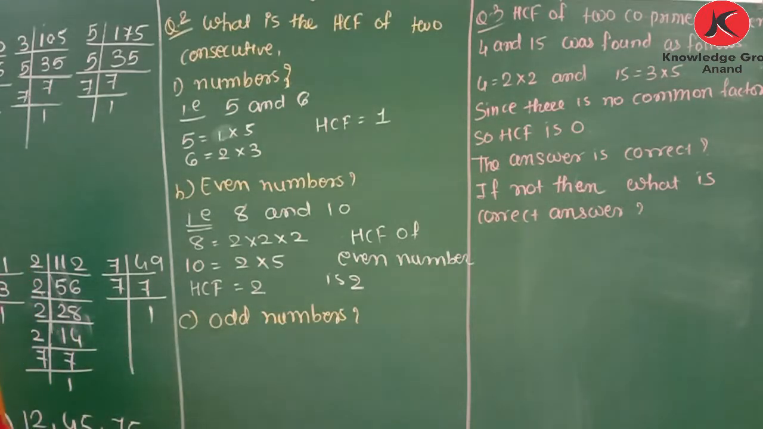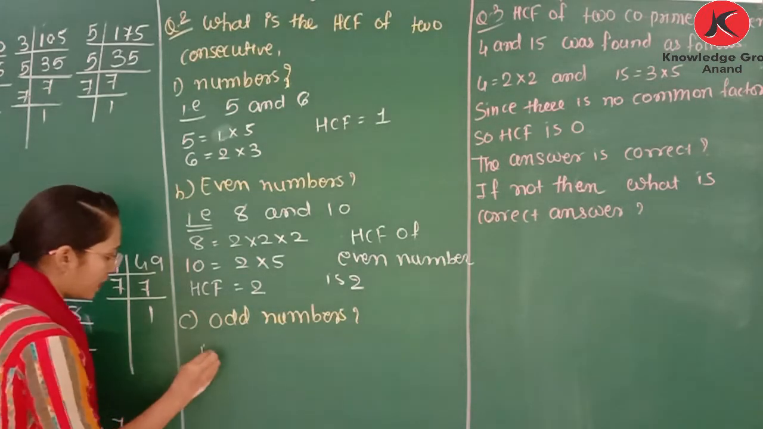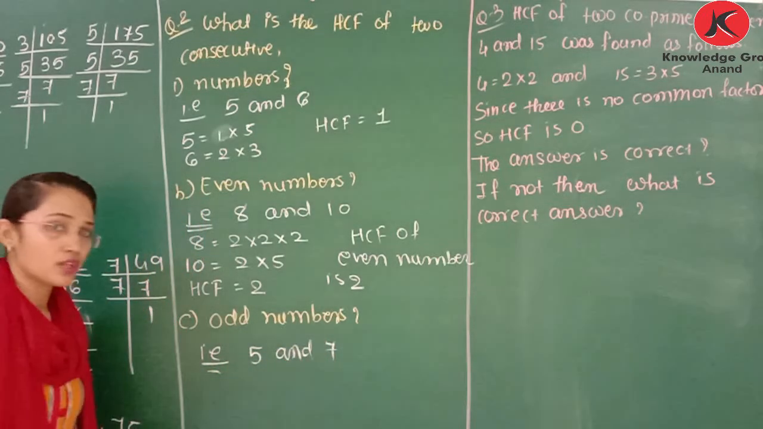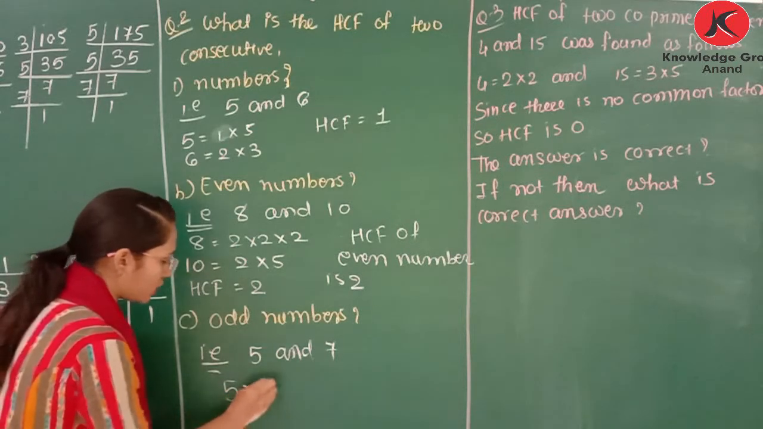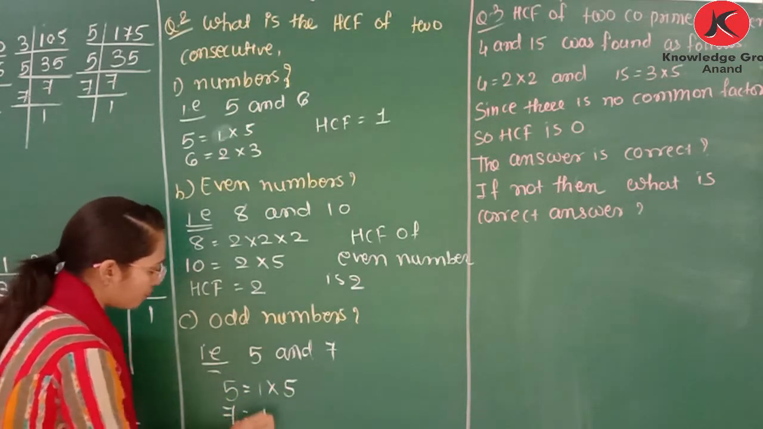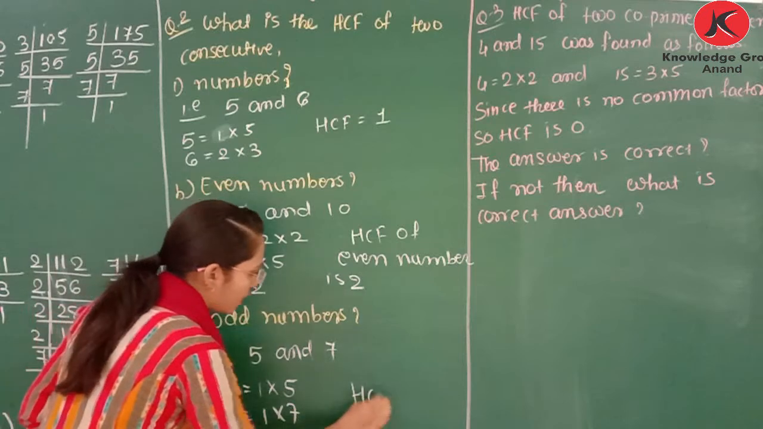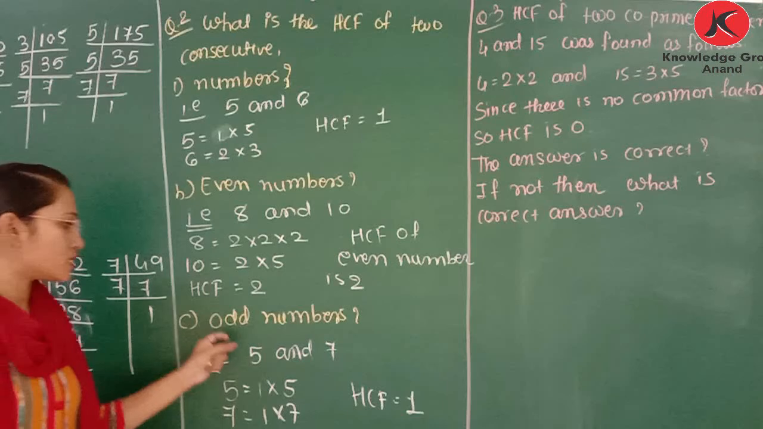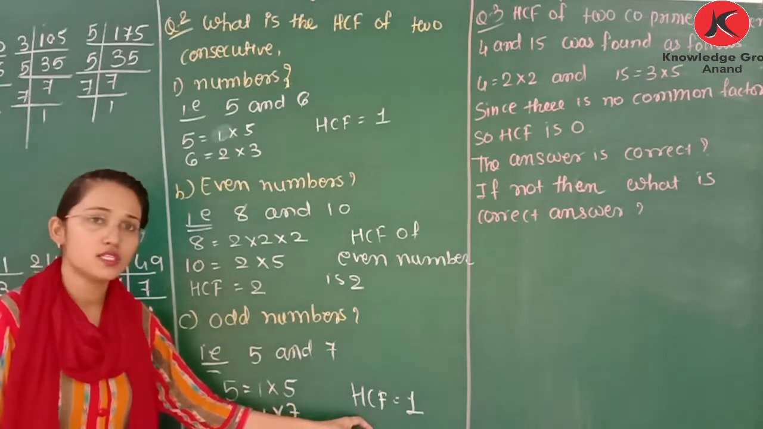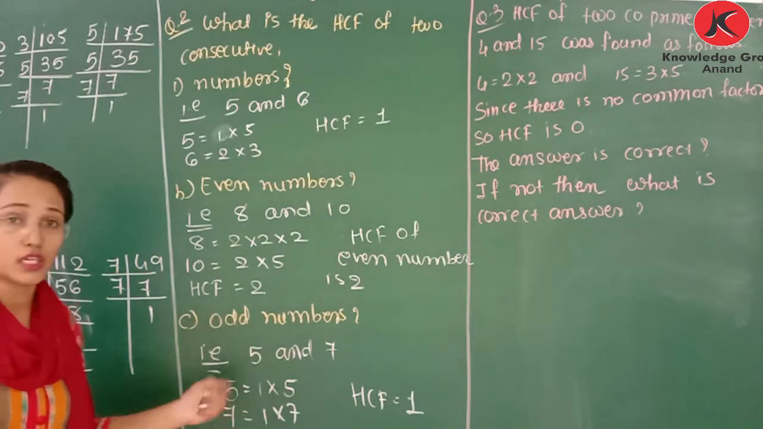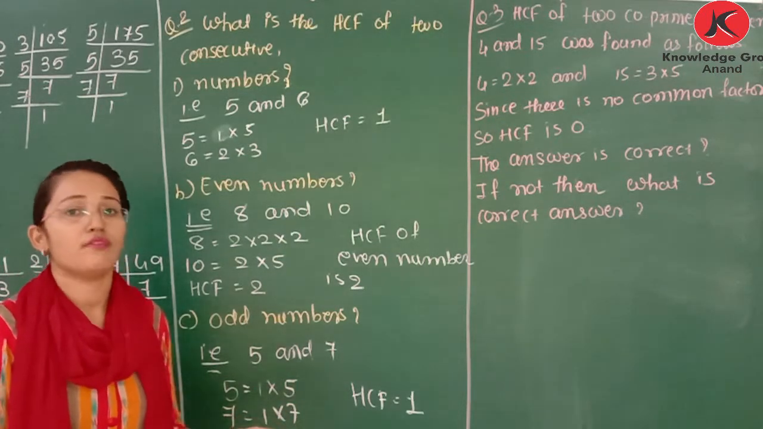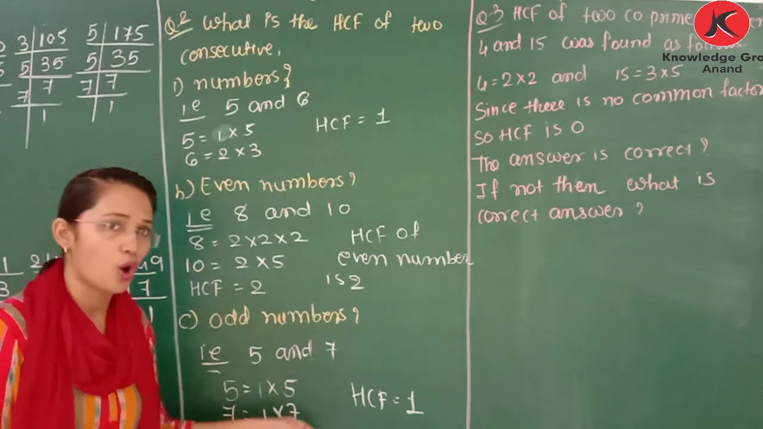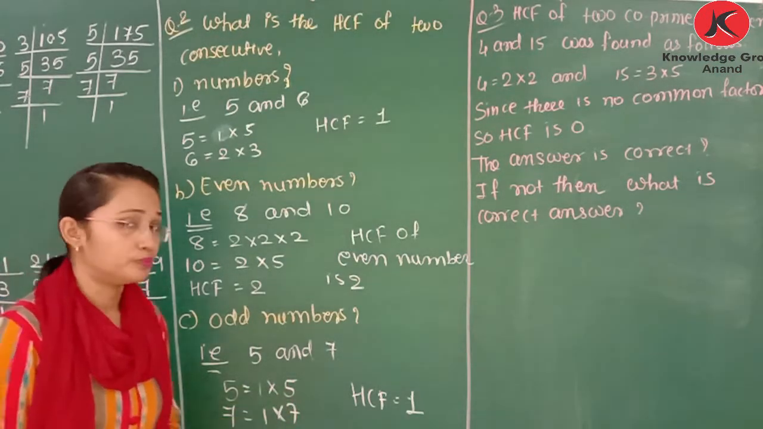Take any two consecutive odd numbers. For example, we take 5 and 7. You can take any example. What will be the factors of 5? It is 1 into 5. And the factors of 7? 1 into 7. So what will be the HCF? It is 1. So the HCF of two consecutive odd numbers is always 1. You can take any example: 13, 15; 15, 17; 17, 19. The HCF of two consecutive odd numbers is always 1.